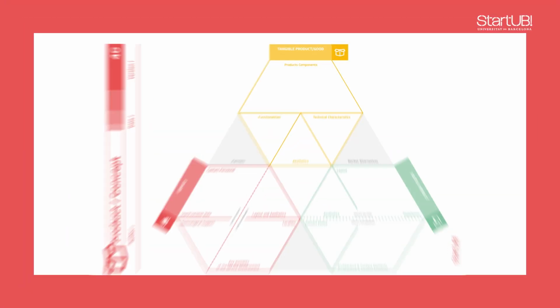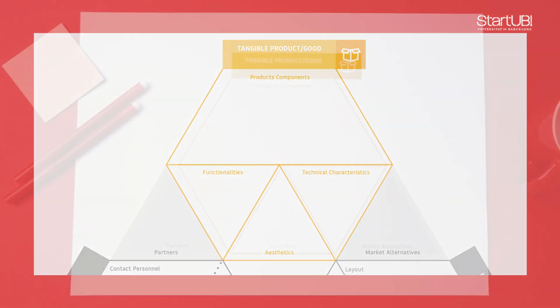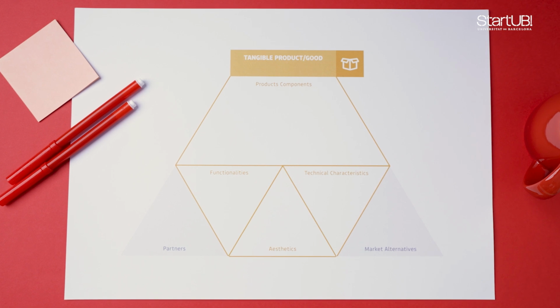Here we consider the following: the product components, that is, the elements that make up the product, its functionalities, that is, the purpose of the product, what it does, the aesthetics, the visual appearance of the product, and the visual criteria to meet, and its technical characteristics, a description of the product's attributes such as size, quality, shape, weight, and so forth. For the innovation toolkit, this is how we envision the tangible product.